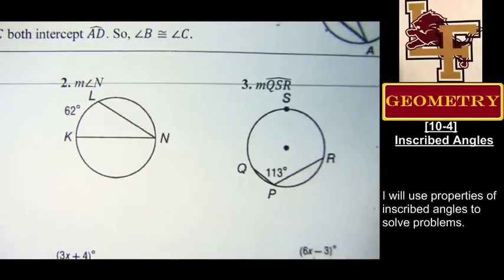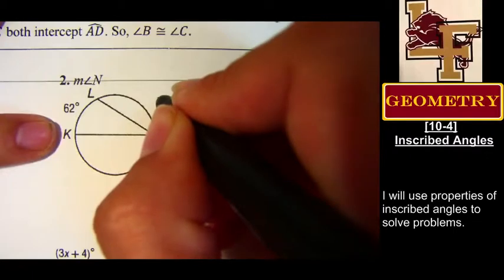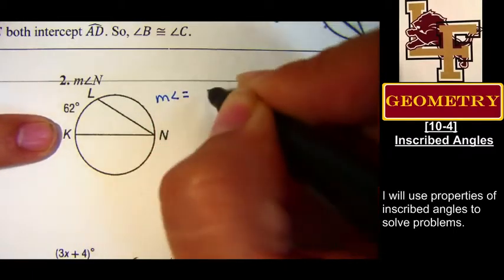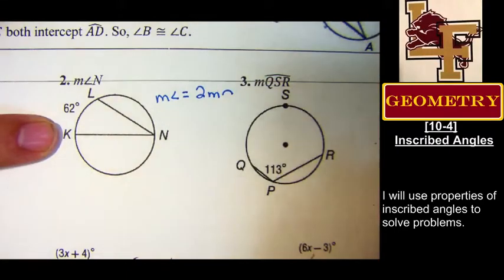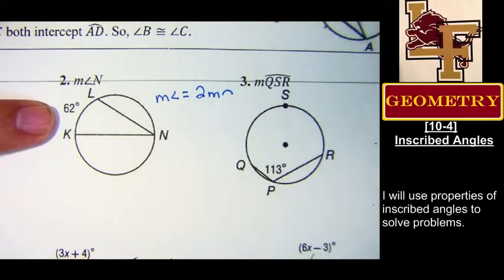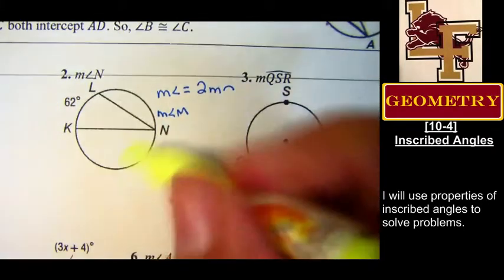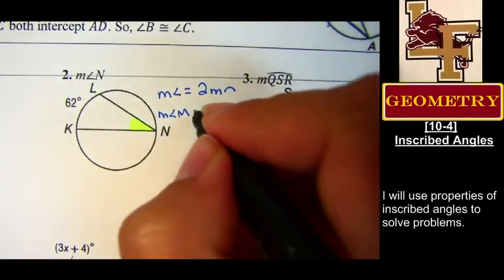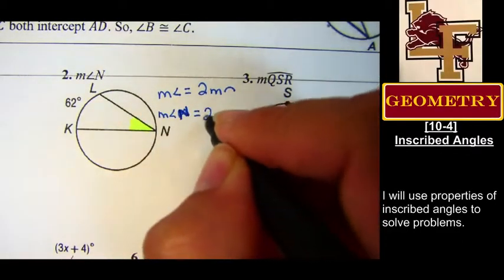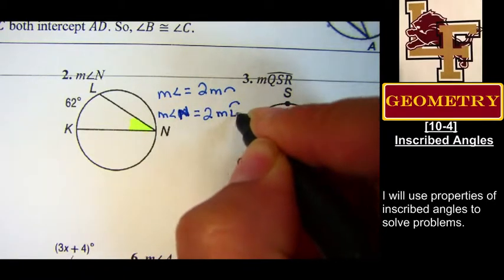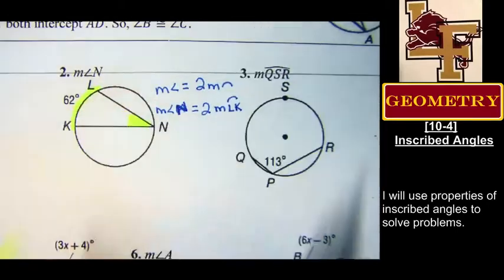All right. In number 2, what information have you been given? The measure of the angle or the measure of the arc? The arc. The measure of the arc, which means I want to use the measure of the angle equals 2 times the measure of the arc. I'm going to throw in names now so we can talk about what angle specifically. So the measure of angle N, that is the measure of this angle right in here, is 2 times the measure of arc LK, the arc that angle is creating.